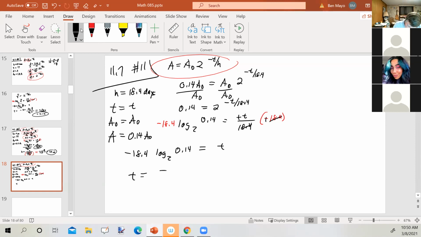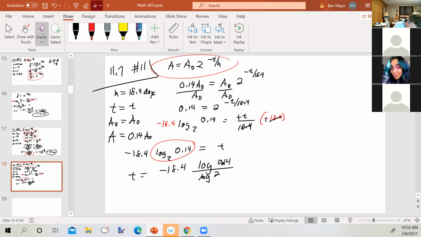So t equals -18.4. I'm going to change this using the change of base formula into log base 10 of 0.14 over log base 10 of 2. Let's write that a little bit better. Let's try that again. There we go. Okay.